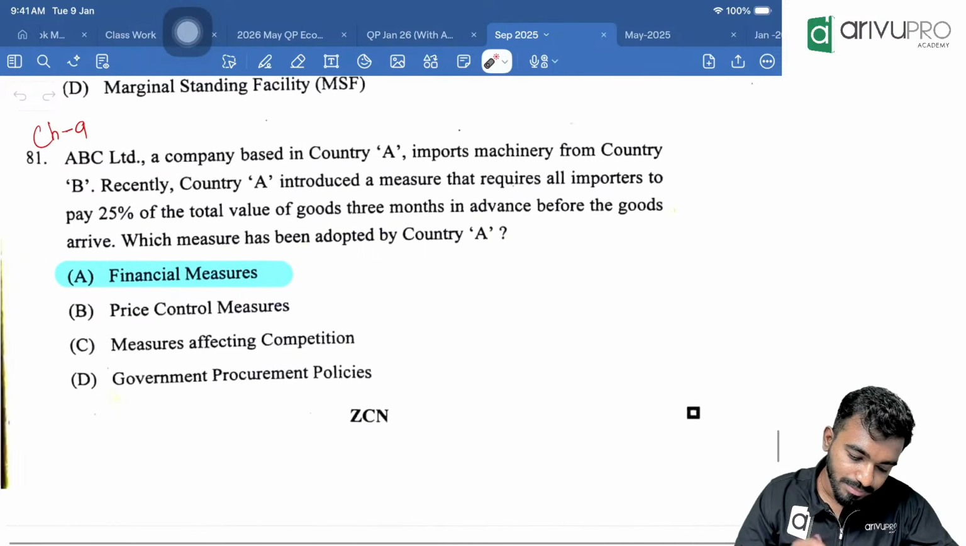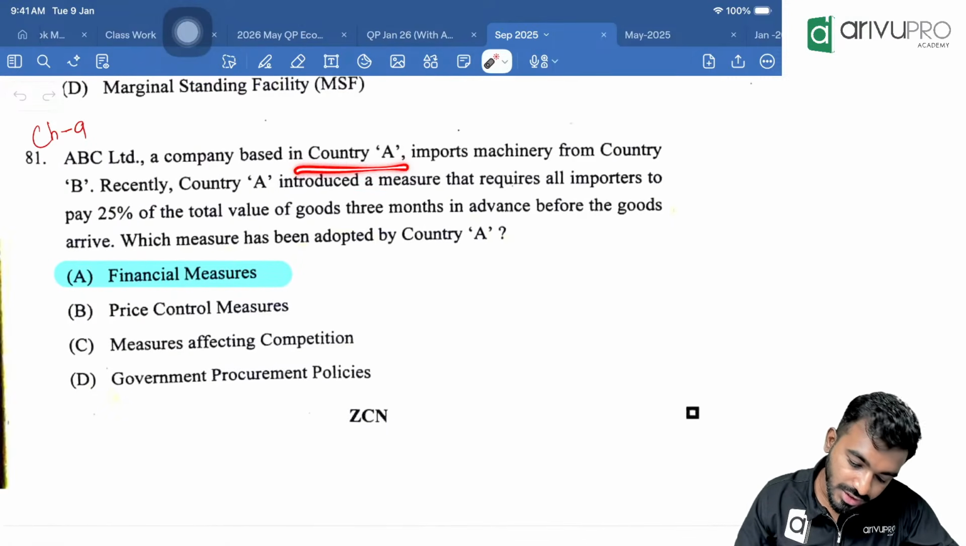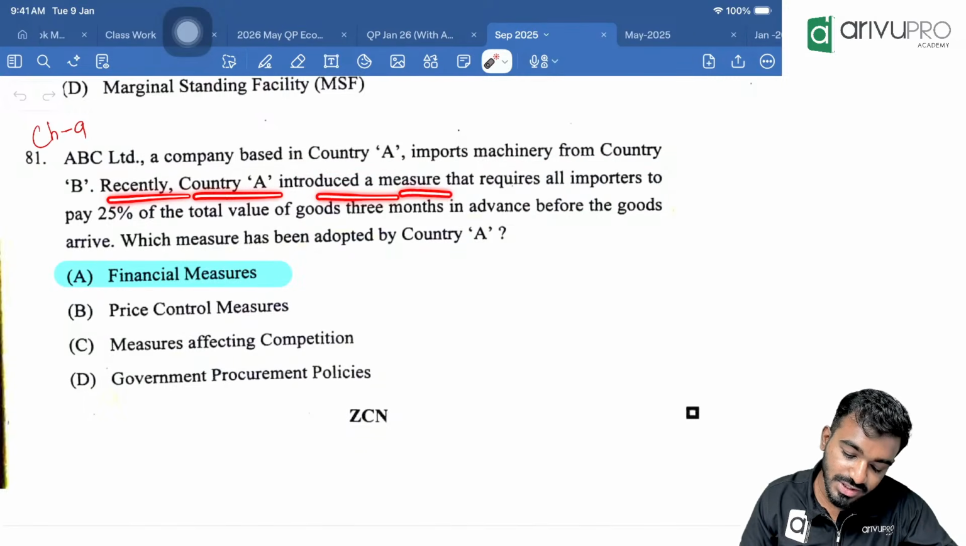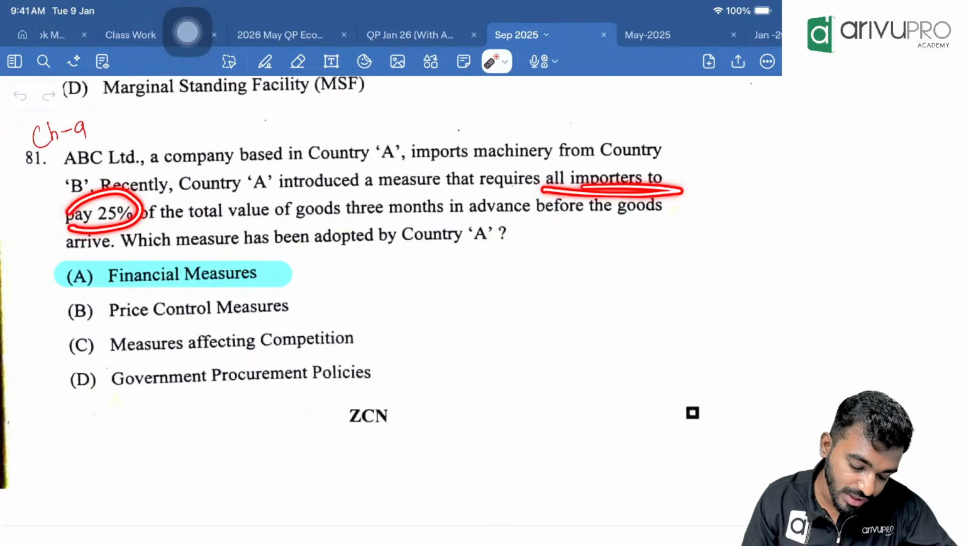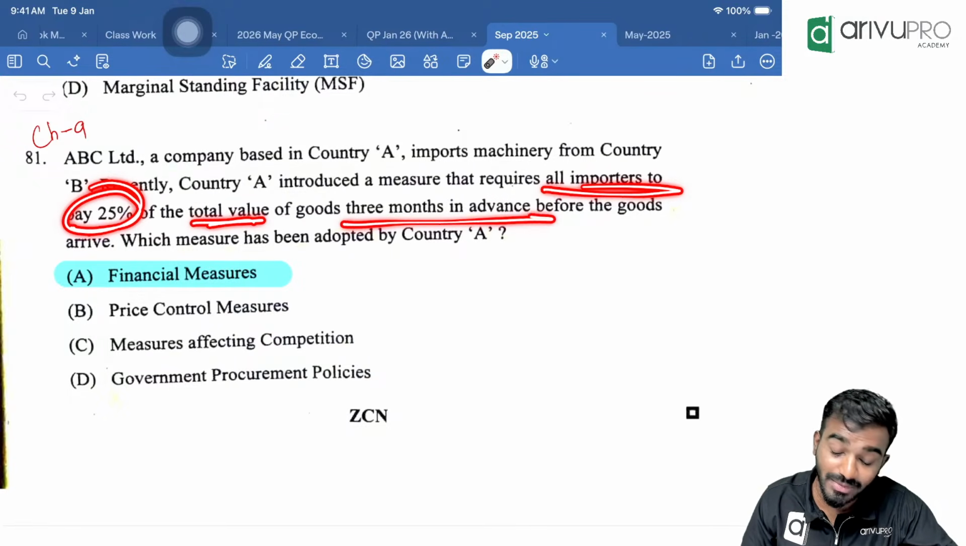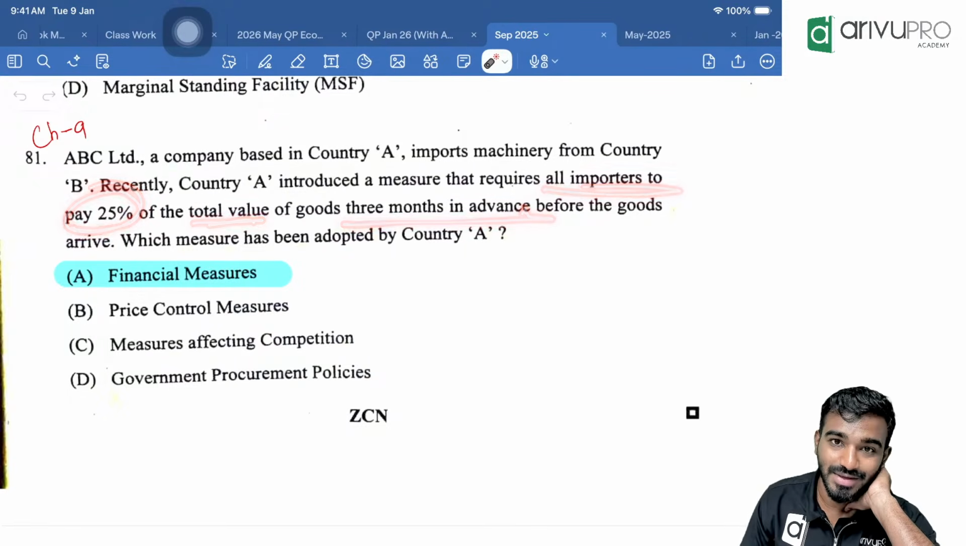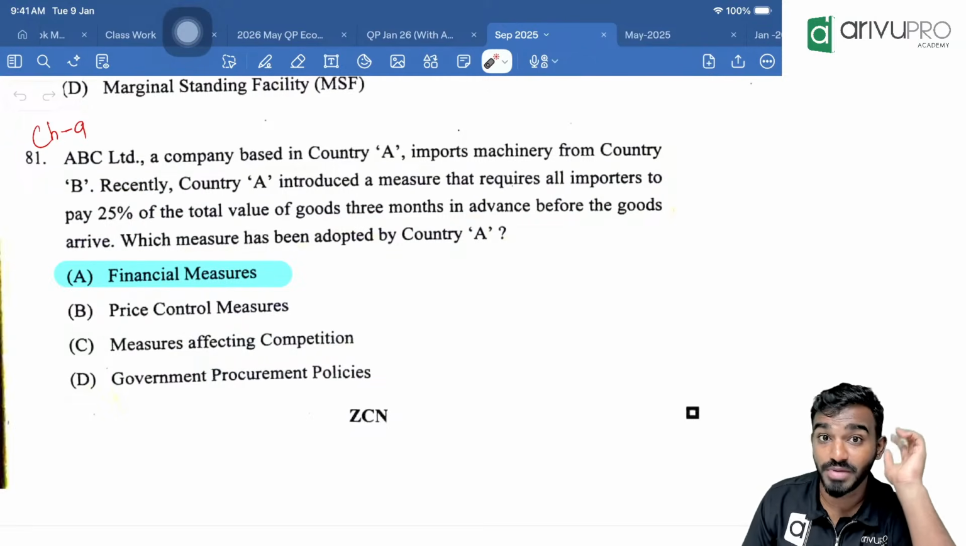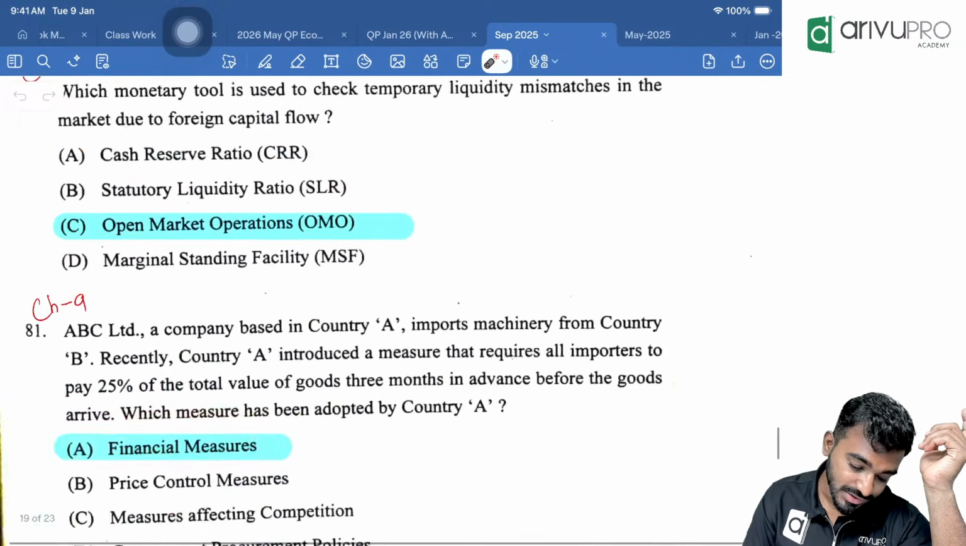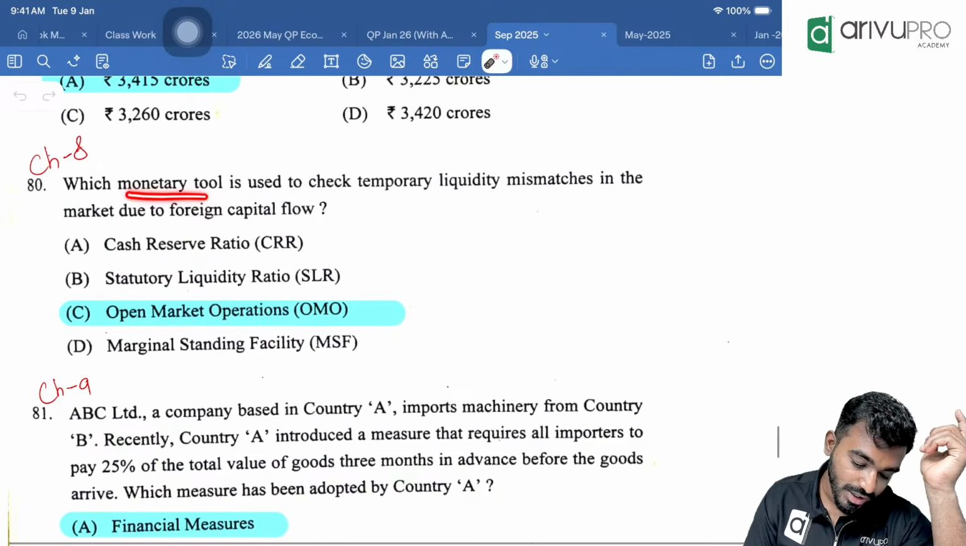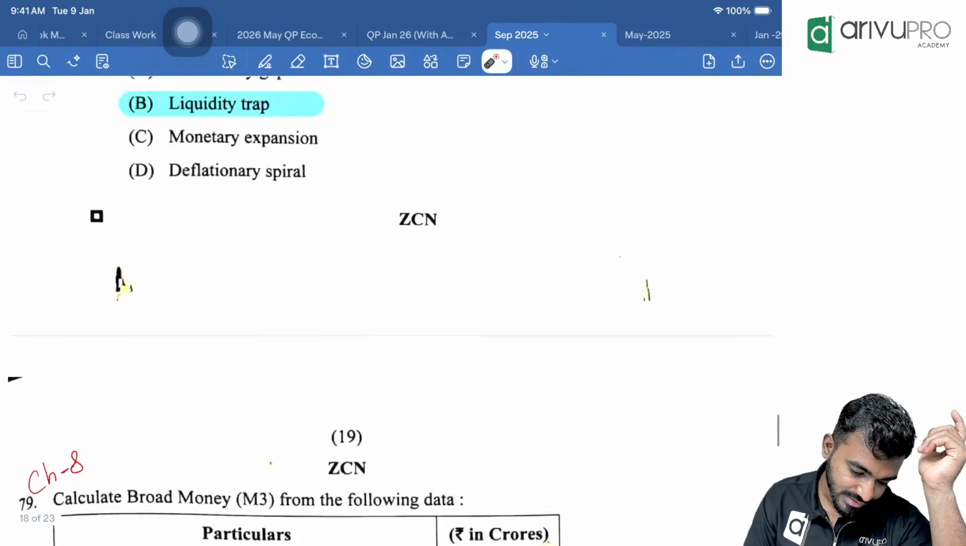ABC Limited, a company based in country A, imports machineries from country B. Recently, country B introduced measures that require all importers to pay 25% of the total value 3 months in advance. Same example we spoke about. 3 months in advance they should pay: financial measures. Next, the monetary tool. Okay, monetary tool, chapter 8 it is.